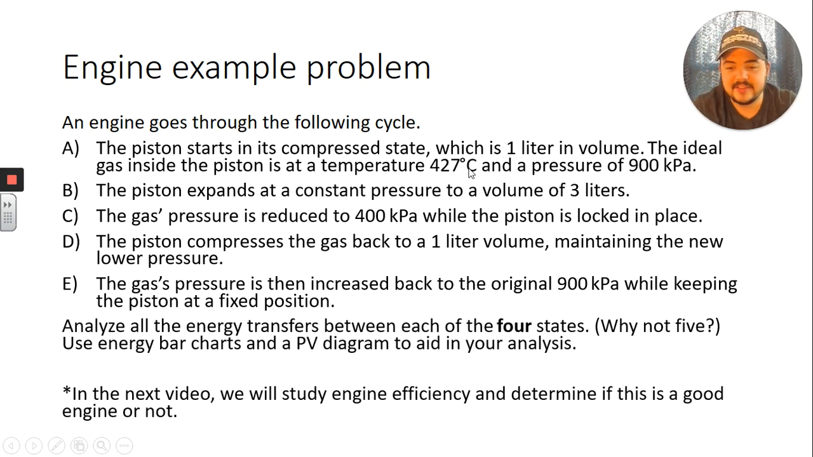Our goal is to analyze the energy transfers between each of these 4 states. I want you to think about why it's 4 states and not 5, even though we had a process that was A, B, C, D, E here. And then I want you to use energy bar charts and a PV diagram to aid in your analysis there. I'm going to walk you through how to do that more specifically.